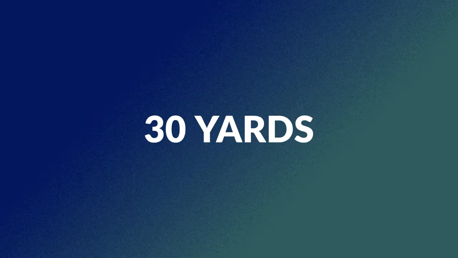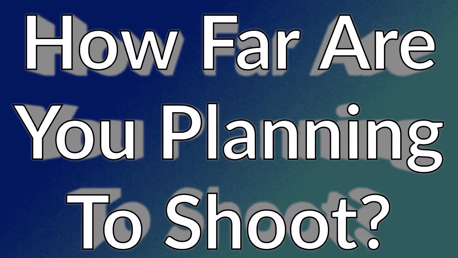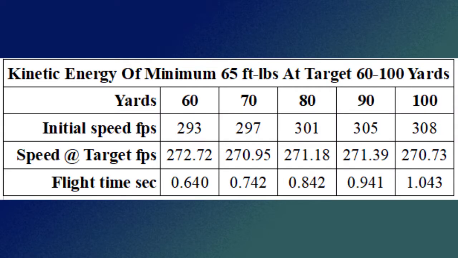How far are you comfortable shooting at? It's not uncommon to read about archers taking shots at 60 yards and longer. This table shows the initial speeds to reach a minimum of 65 foot-pounds of kinetic energy at the given distances, along with the speed at the target and the flight times using a 400 grain arrow.